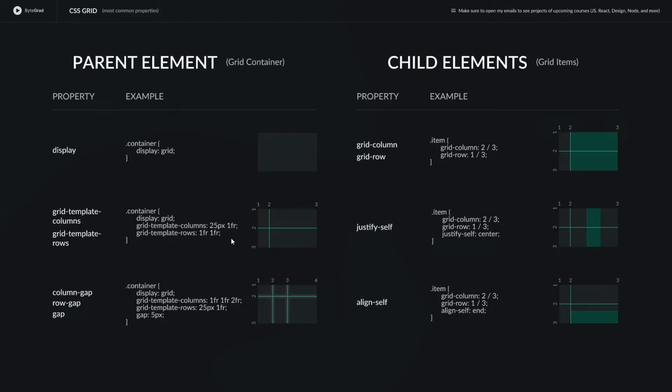Another way of looking at this is there are two fractions in total, right? We have 1 plus 1. And so the first column is going to get 1 out of 2. So that's 1 over 2, which is 50%. And the second column is also going to get 1 over 2, so also 50%. So that's how you construct a grid. So we have columns and we have rows.